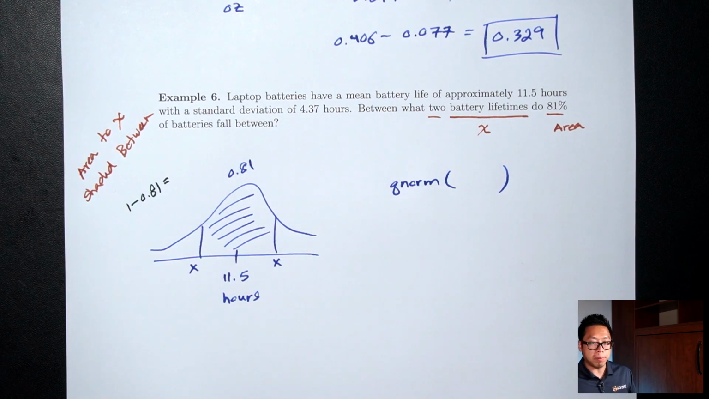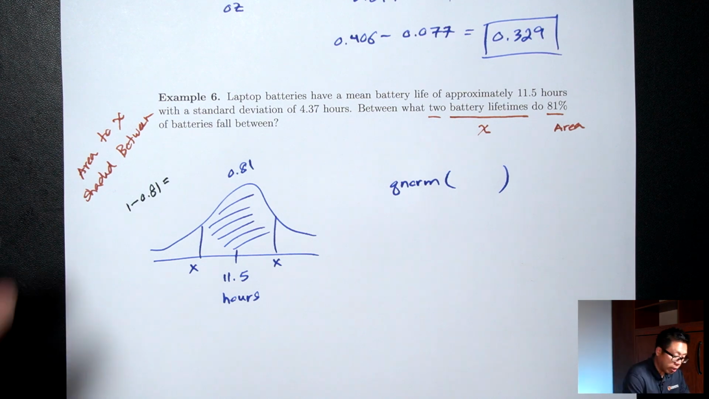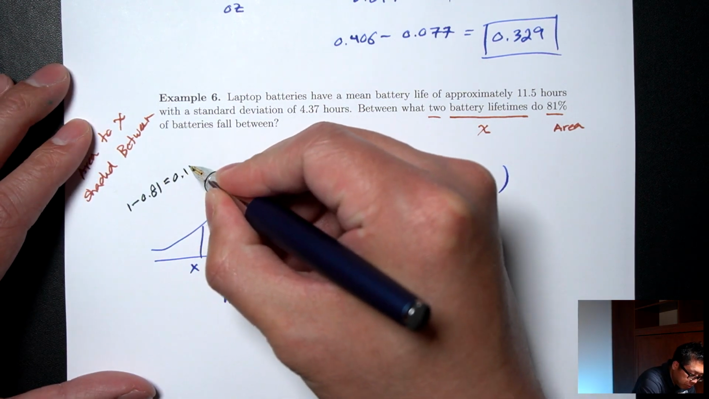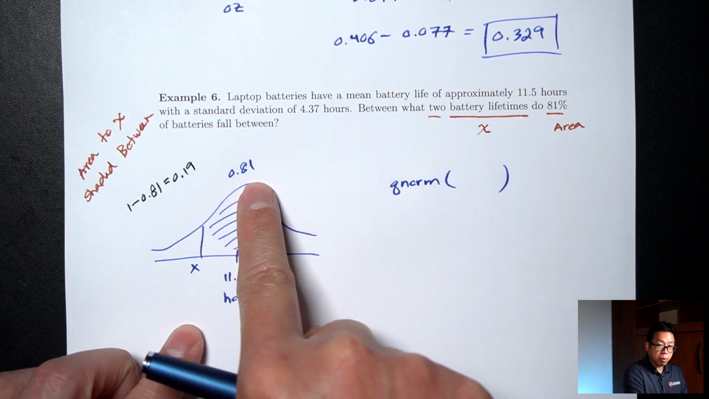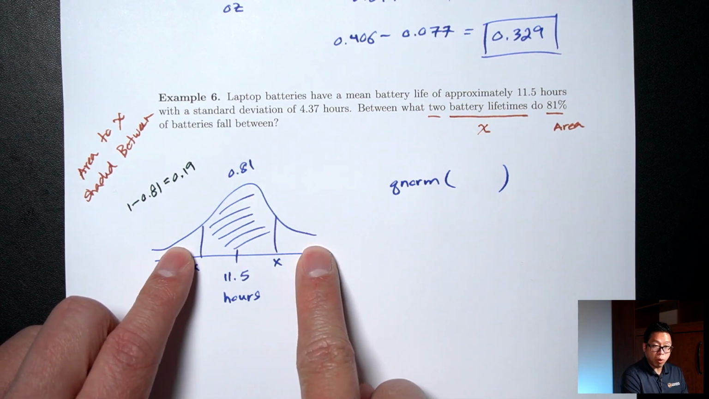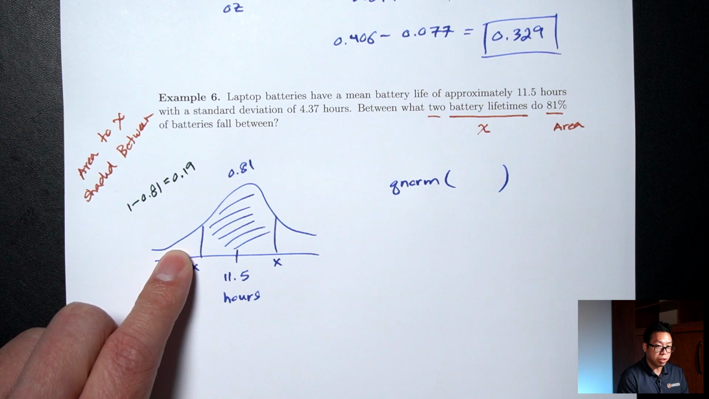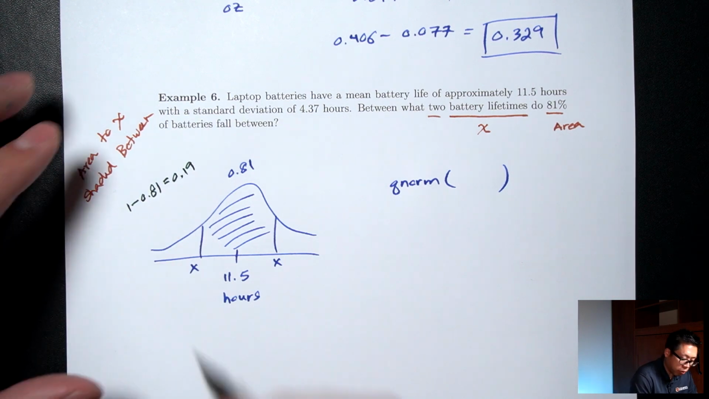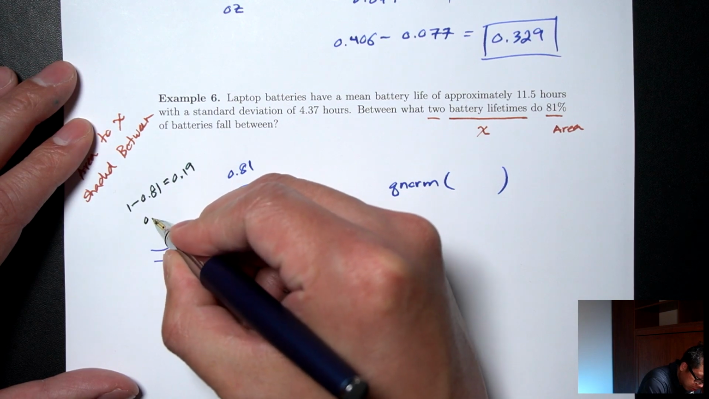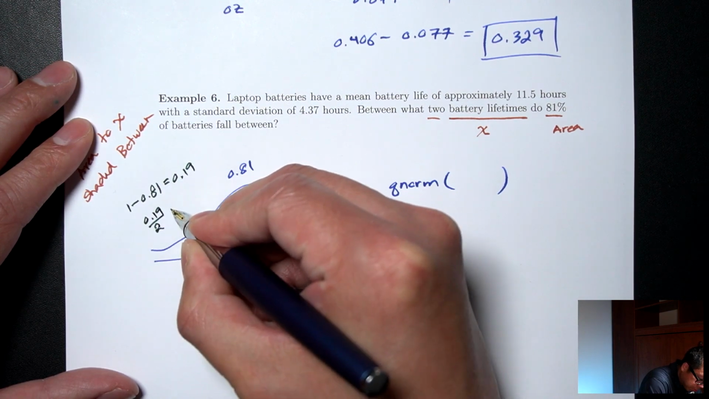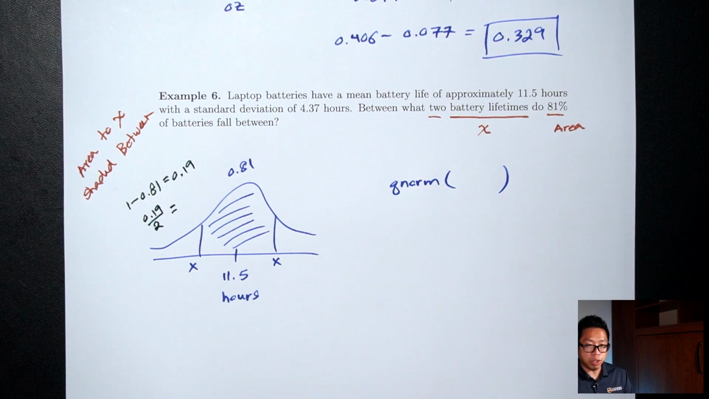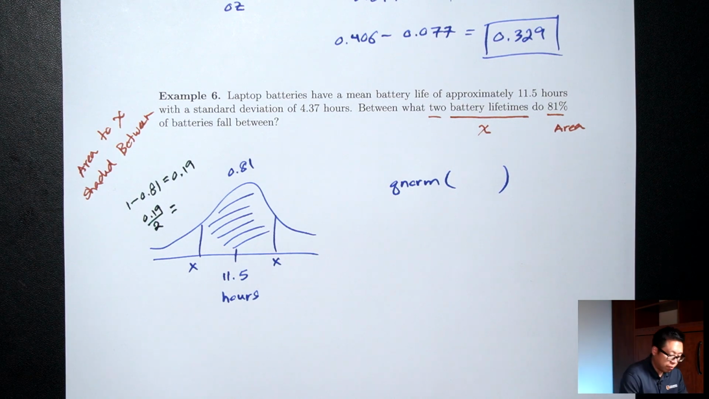What's 1 minus 0.81? 0.19. Okay, 1 minus 0.81 gives me the white part, which is 0.19. That's both of them. I just want the left one. What do we do? Divided by 2. So take the 0.19 divided by 2. So 0.19 over 2, 0.095.